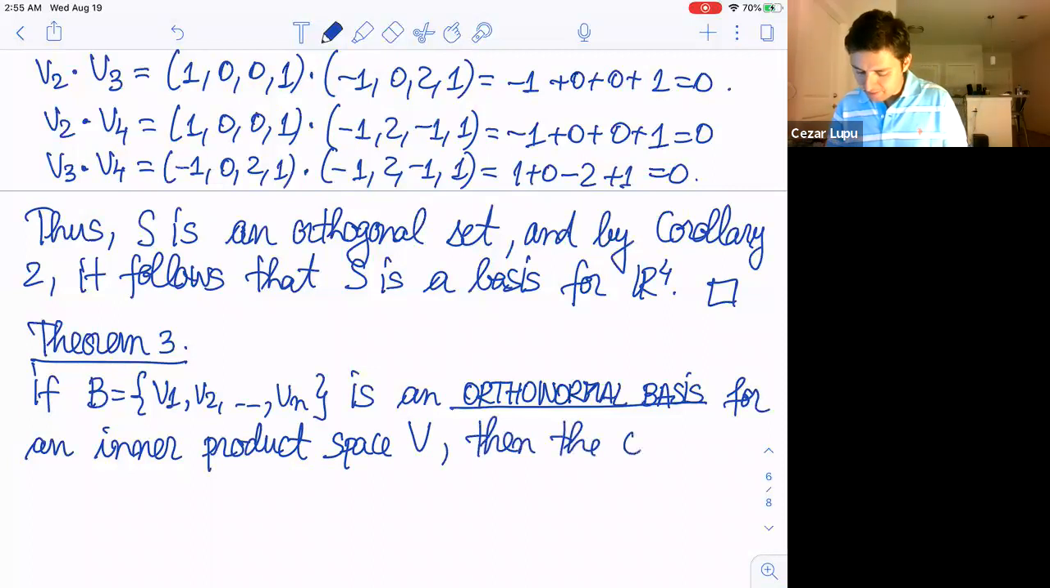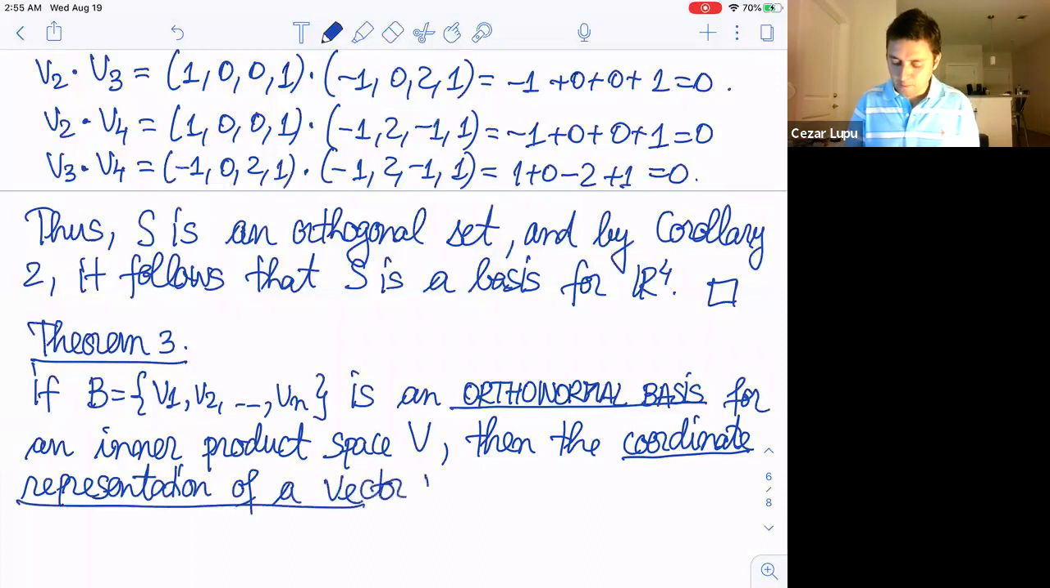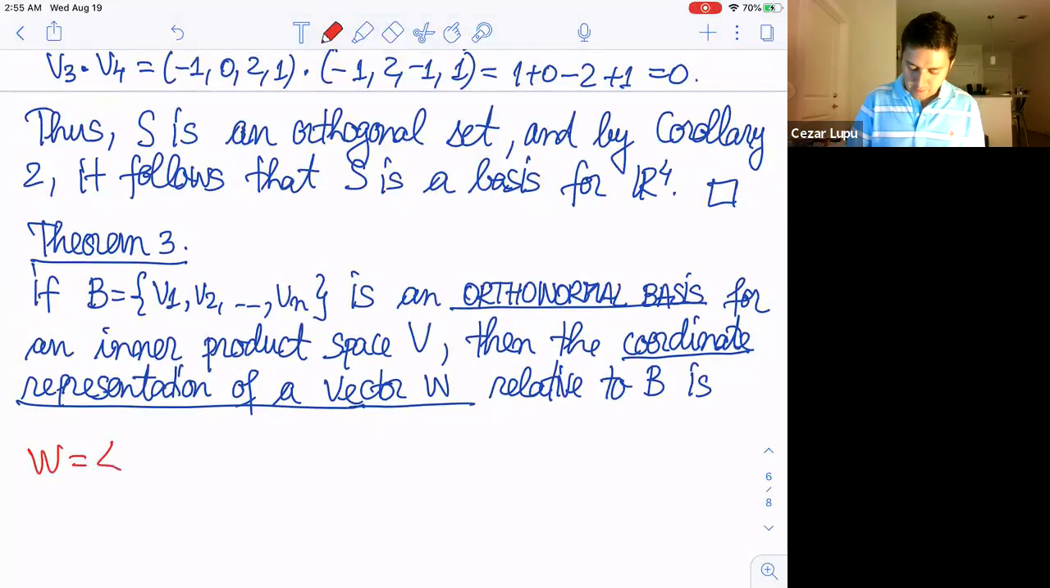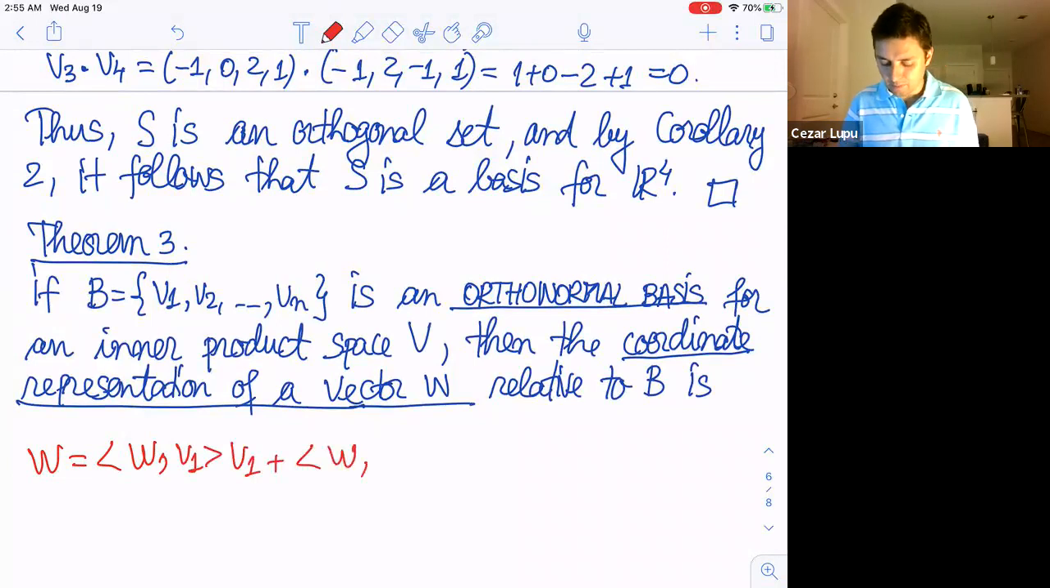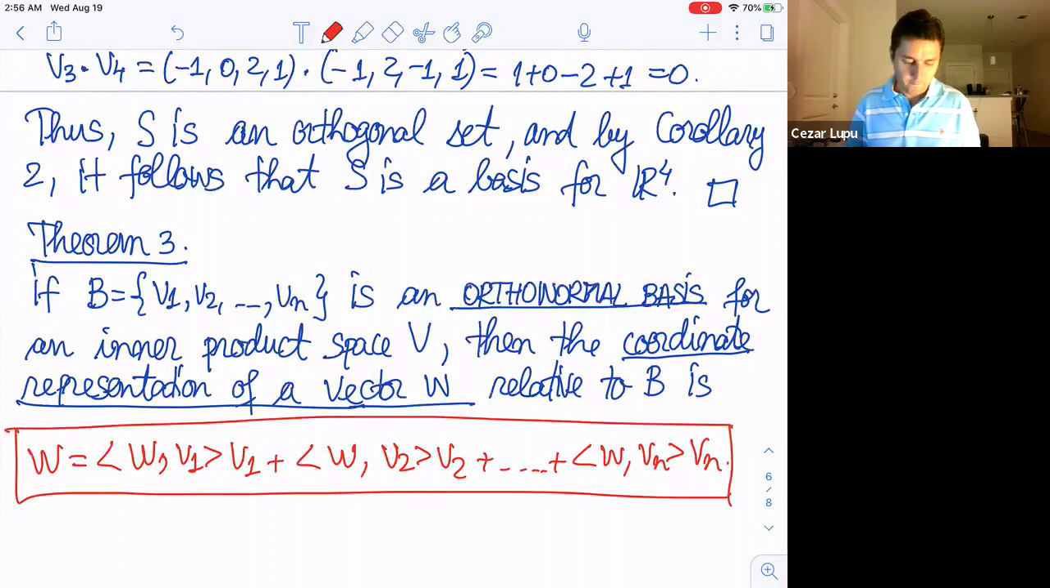the coordinate representation of a vector, let's say w, relative to B is the following: w is equal to the inner product of w and v1, times v1, plus the inner product of w and v2, times v2, plus and so on up to the inner product of w and vn, times vn.